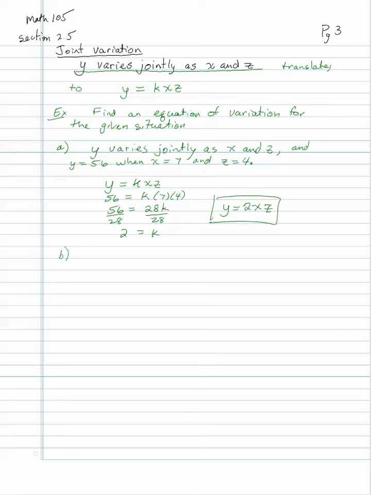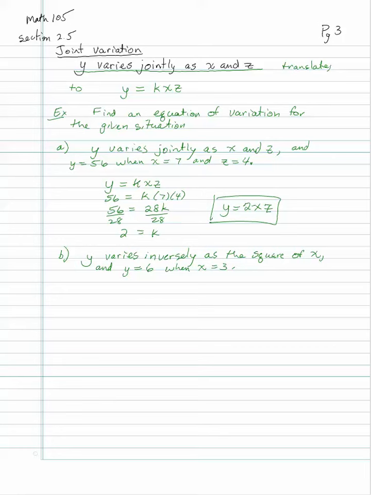Now we can also do combined variations, where you can say something varies directly as x and inversely as z. You can do it with powers. So let's do a few of these examples.